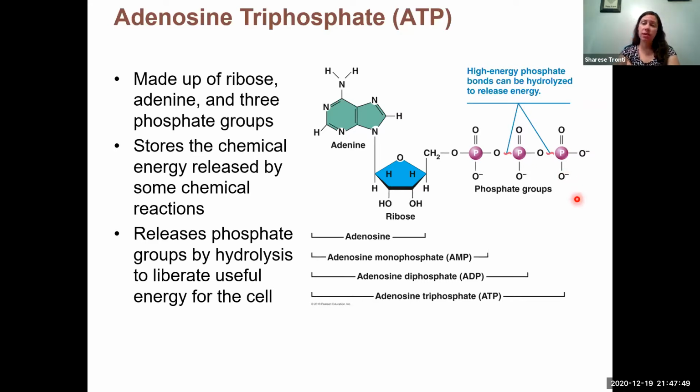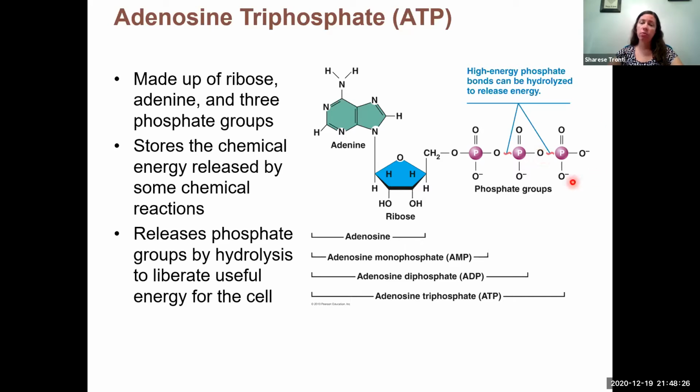This molecule is very important because it stores a large amount of potential energy. So when this phosphate bond breaks and releases this last phosphate, that's going to release a huge amount of energy. And because it releases so much energy, ATP is what we call the money of the cell. It's the energy of the cell.